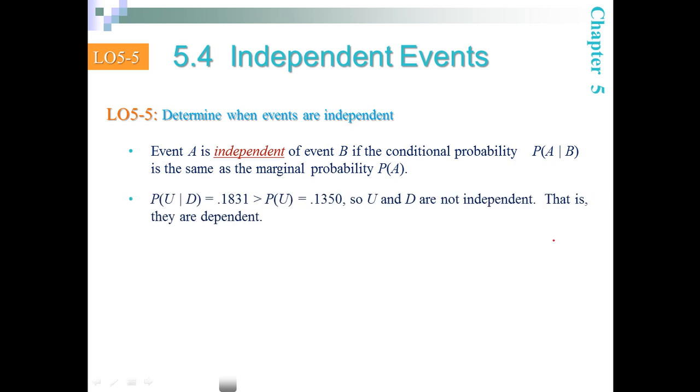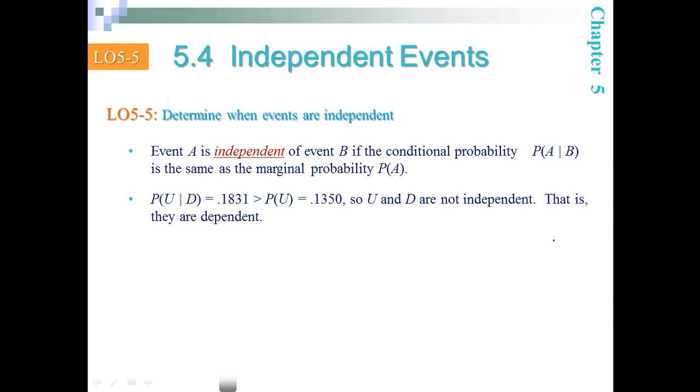So in that previous example where we looked at the probability of being unemployed given that you dropped out of high school, we had 18.31%. If we compare that to the probability of being unemployed, 13.5%, we see that since those things are not equal to each other, U and D are dependent or not independent events.